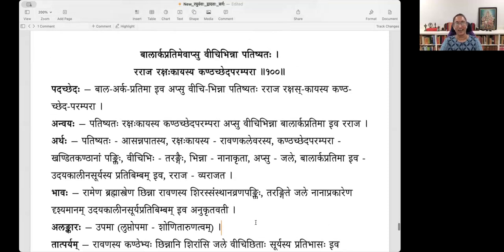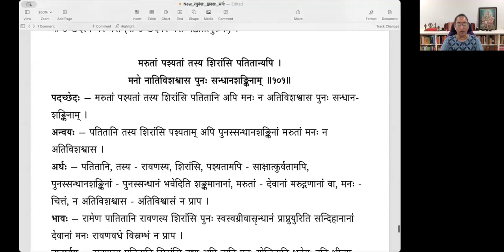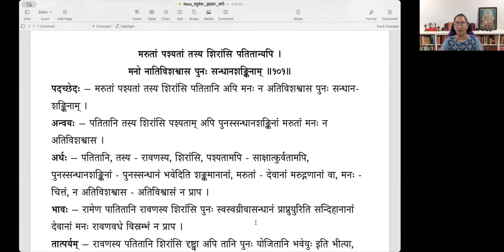Yeah, sure. Okay, so: Balarka pratimeva apsu vijibhinna patishyataha, raraja rakshakayasya kanthacheda parampara. Marutam pashyatam tasya shiramsi patitanyapi, mano na ati vishashvasa punasandhana shankinam. The winds that were all the very easy, simple shloka, but very nice shloka also.